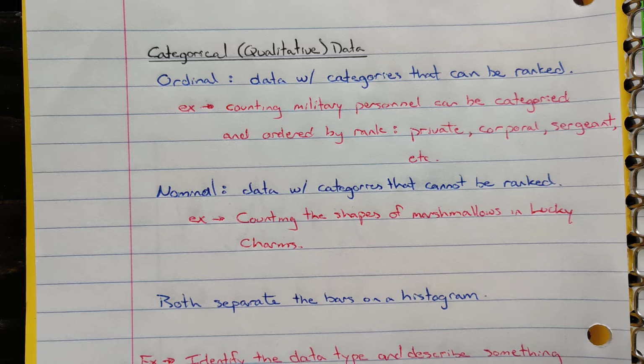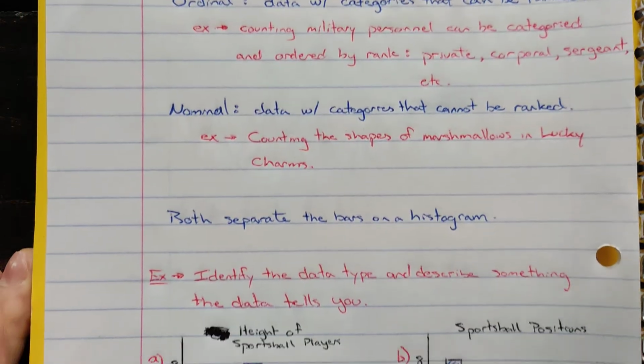In both cases with categorical data, we're going to show them with separate bars on the histogram because they are countable values. So whenever we can count the values easily and look at every single value as independent, then we would separate those bars on the histogram. Otherwise, if there's a range of values, it's continuous. So we look at an example here.